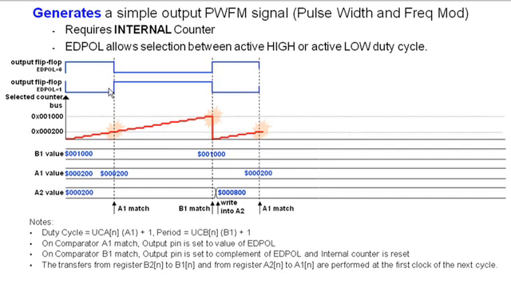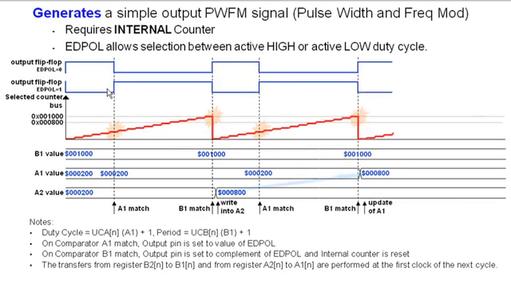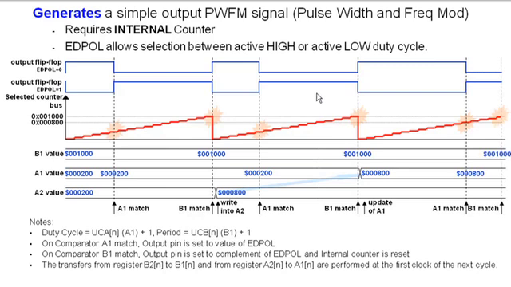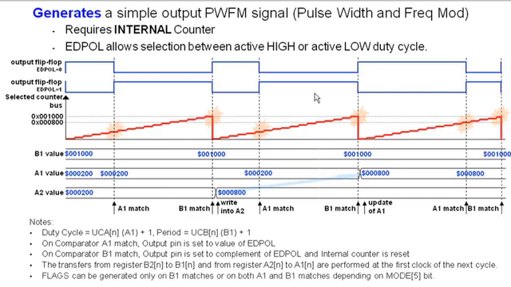So here's my individual pulse width and frequency modulation, and I can change the frequency or the pulse width at any time. And then update it. Typically I'd update it at the end of the current cycle.